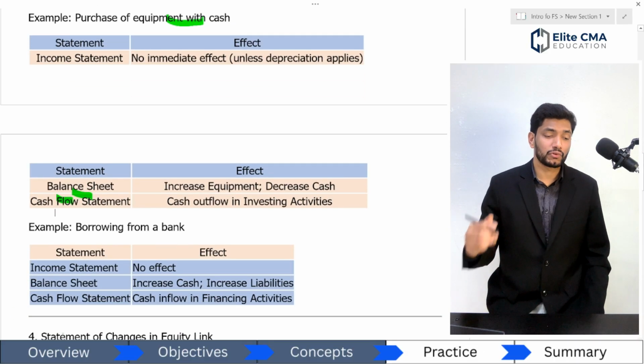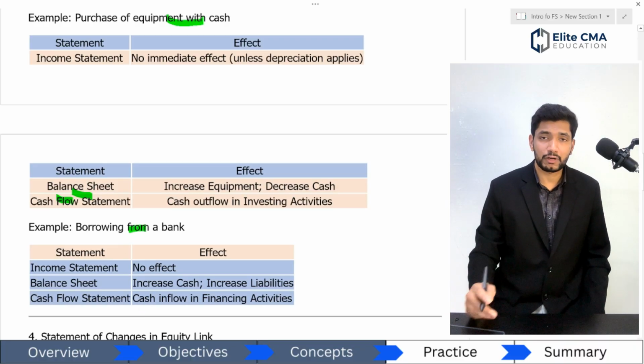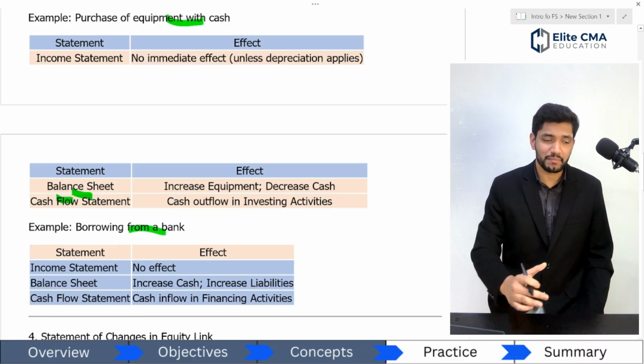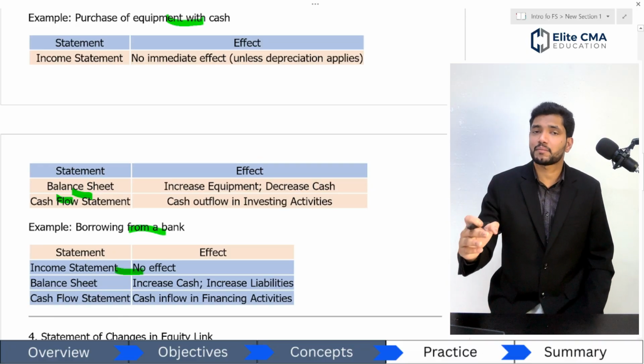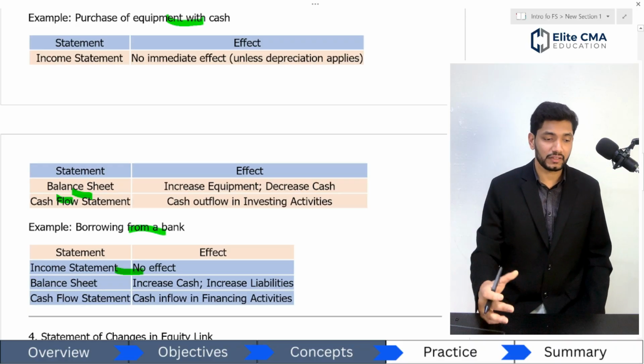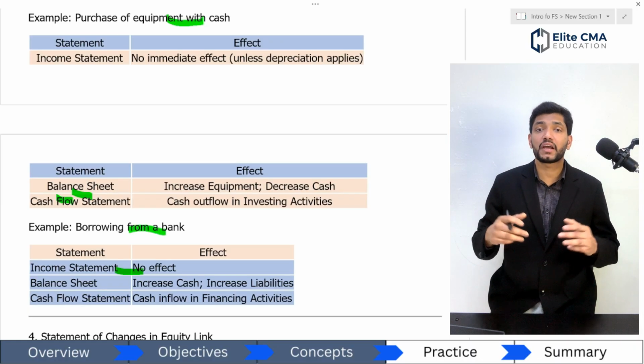Now we will move on to the second transaction, borrowing from a bank. If we borrow money from a bank, there is no immediate effect in the income statement unless we pay the interest.